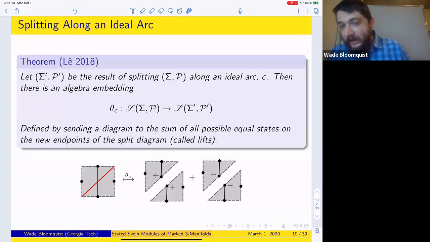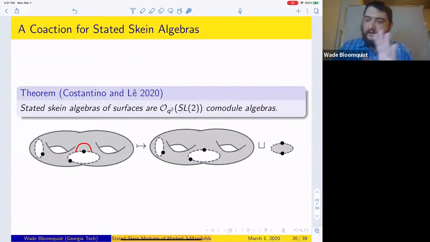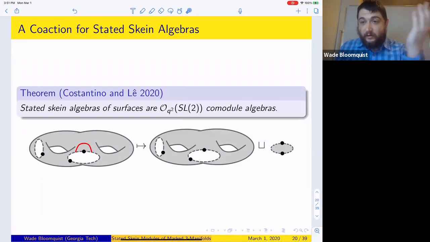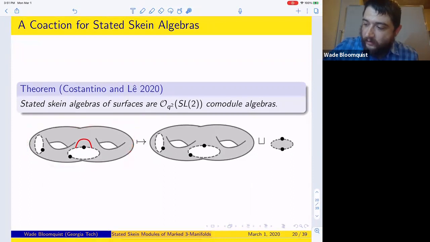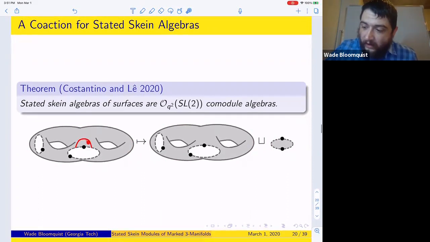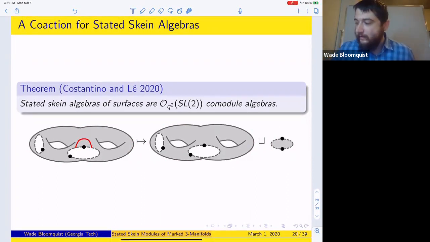Okay, not enough time to go into a lot of details on that, but one of the first things that we did is that this allows you to describe a coaction for stated Skein algebras by O_q(SL2). Just remember that an action gave us the algebra, and a set maps to the set. Here we have the algebra maps to the algebra itself, nothing has changed, and the bigon, which was O_q(SL2). So you can cut off a bigon along any marked point.